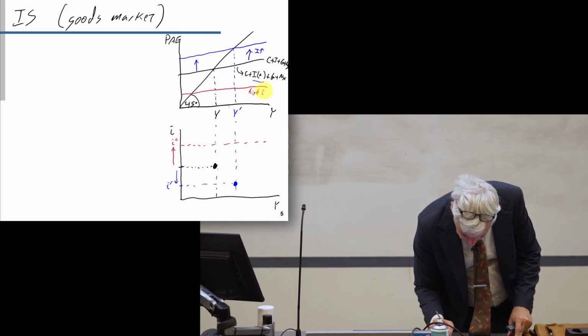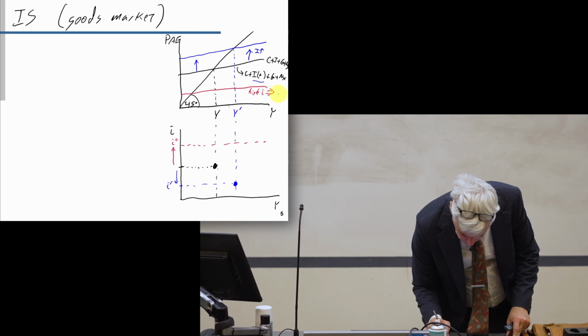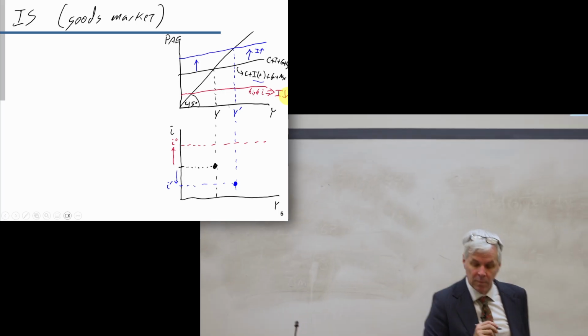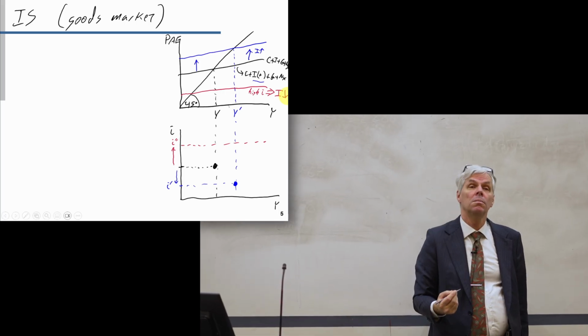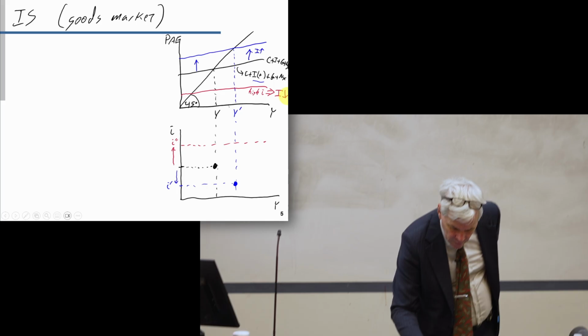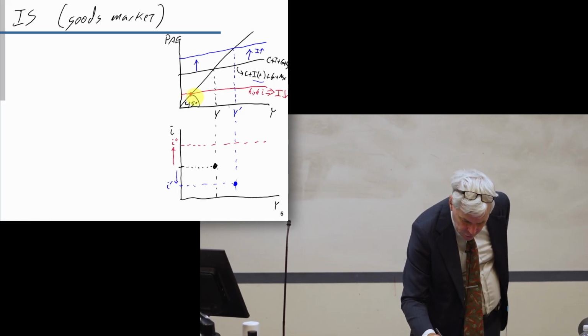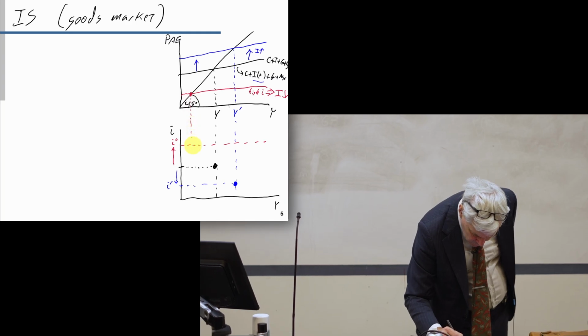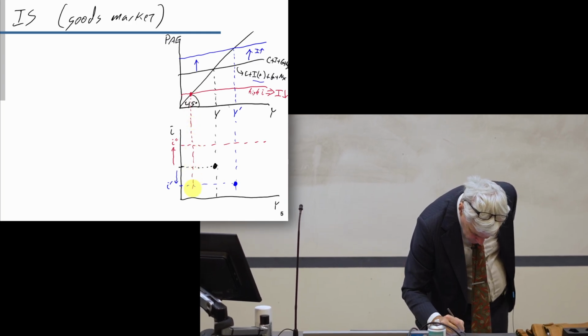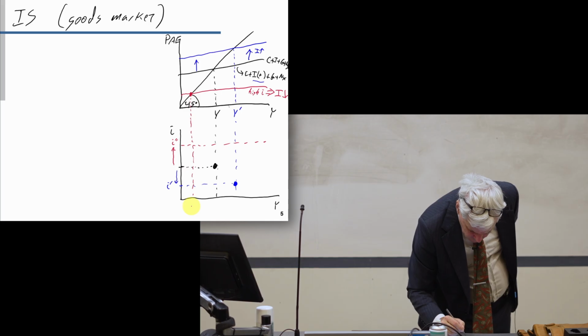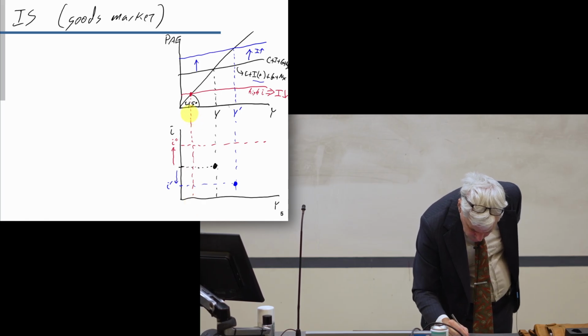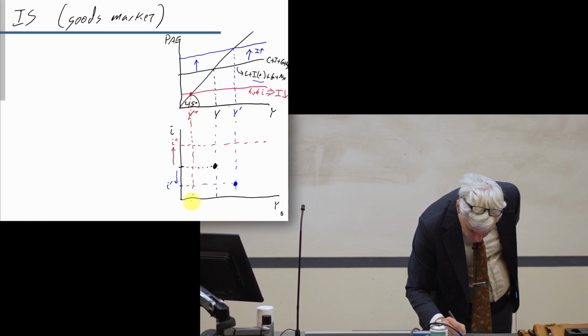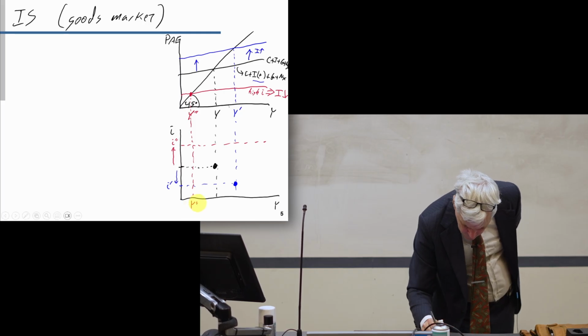This is high I, which means investment fell. So that's my new line. Equilibrium at that level of interest rate, that level of investment is here. And this is my new level of output. This is y double prime. Y double prime.